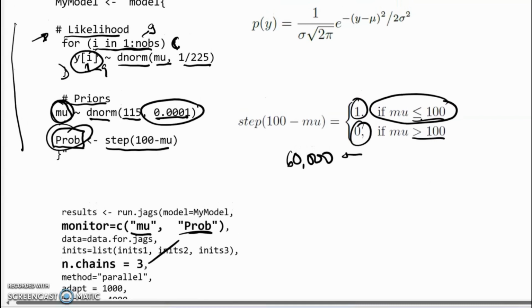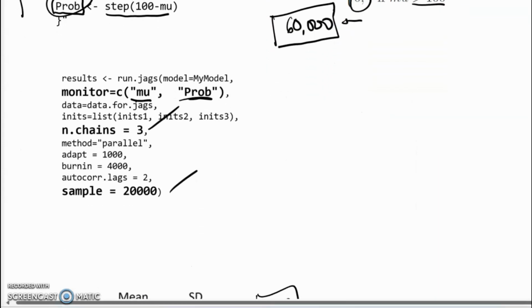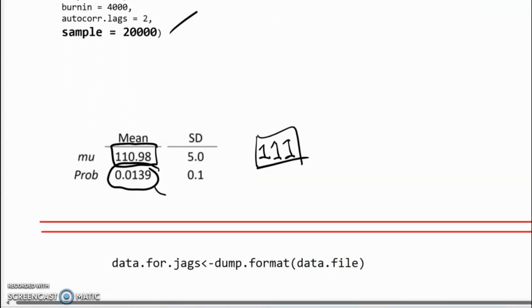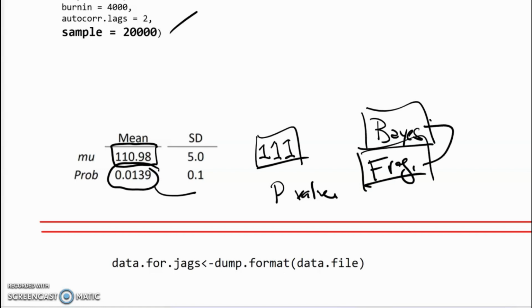And again, to reiterate, what that means is that if we look at these 60,000 values that were generated by the step function, in 0.0139 proportion of the cases, the value of mu was less than or equal to 100. And this value here is exactly the same as the p-value that we got from the frequentist approach. So this is how you do the Bayesian posterior. And in the next slide, we're going to follow up in a more direct, explicit comparison of the frequentist versus the Bayesian approaches for this IQ example.